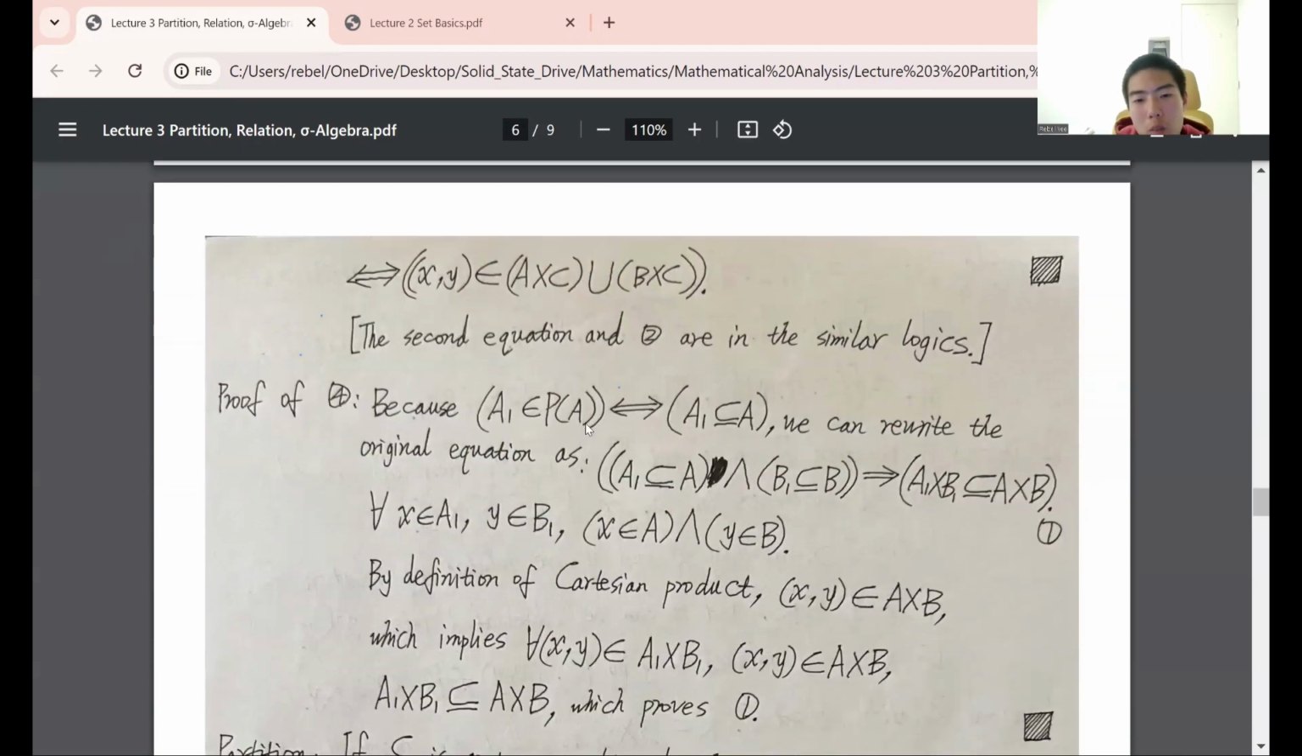So A1 belongs to PA, then A1 must be a subset of A, and that's the definition. And we can rewrite it as this one. So we'll just prove this one is true. Okay, so for all X in A1, Y in B1. So how do you think about it?